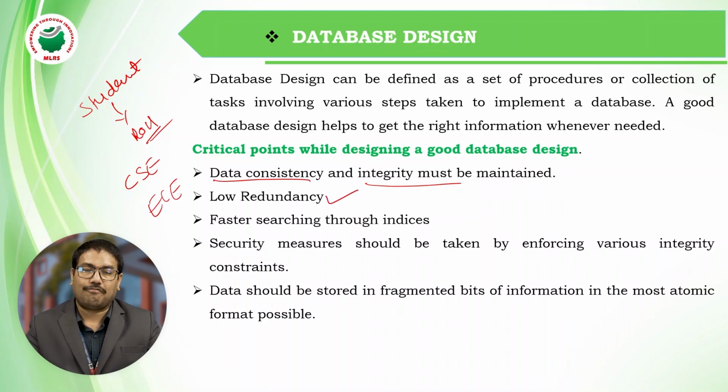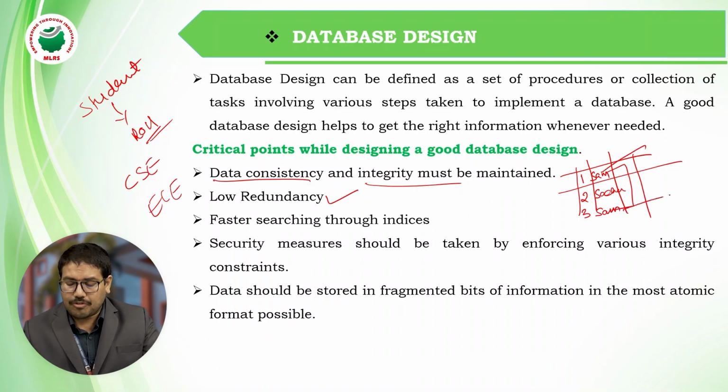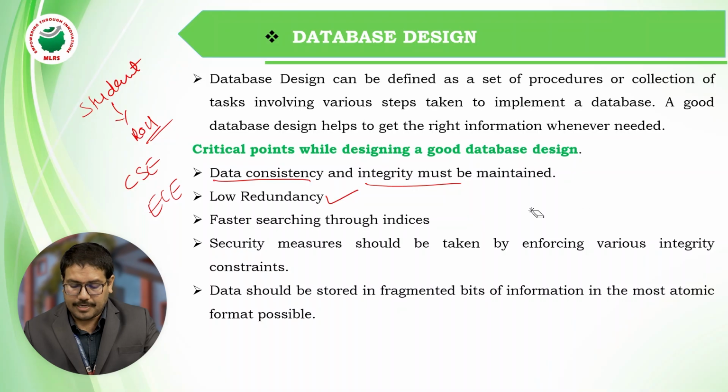Very low redundancy we have to maintain. Redundancy means repetition of data. If you take a database table like this, for example, roll number 1 is Sam, roll number 2 is Sachin, and roll number 3 is again Sam. So Sam is repeated two times. This is a redundancy actually. So we'll try to overcome this type of redundancy. Okay, actually, this is not really a redundancy. I'll show you a better example for redundancy now.